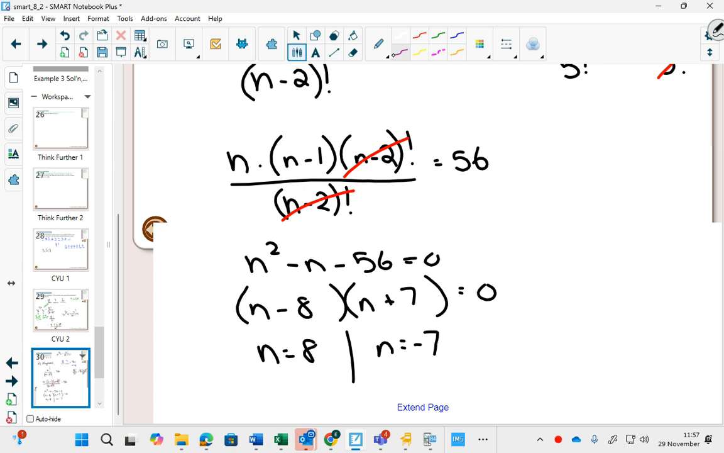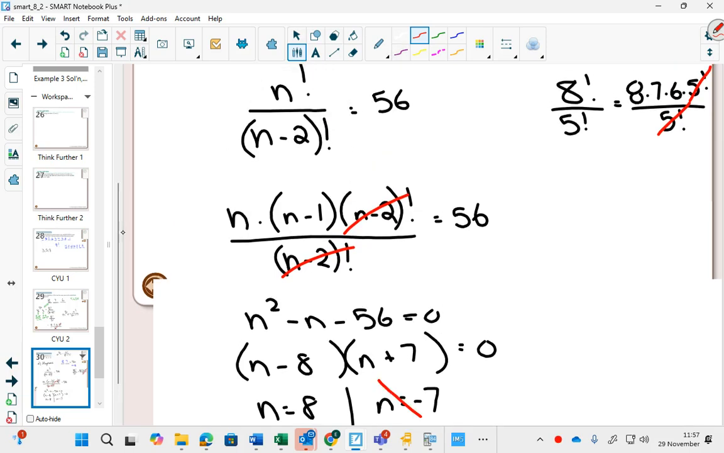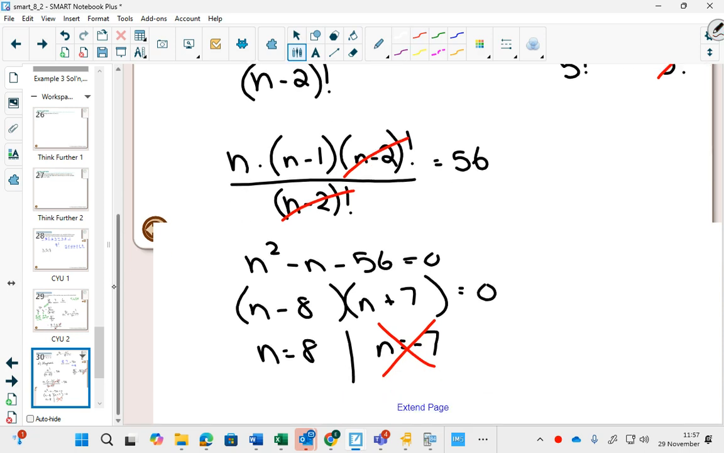But as I mentioned earlier, if you look at the question, you can't have a negative factorial, so we would have to put an x through this one. And the only answer is n equals 8, which we figured out earlier with a shortcut. But most of the time, you're going to be required to solve them algebraically.